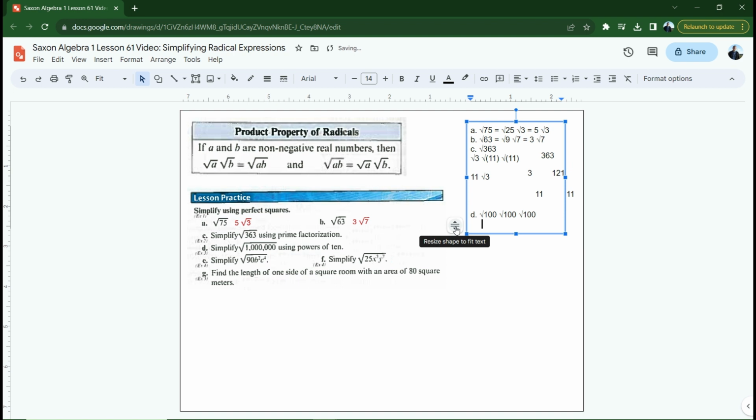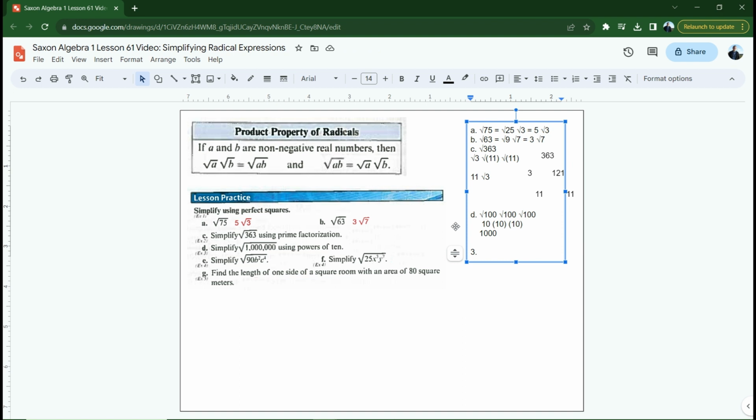Let's see how this is just, the square root of 100 is 10. So this is 10 times 10 times 10. And 10 times 10 times 10 is 1,000. That's how you would do that. Letter E. All right, now we're going to get some variables involved.